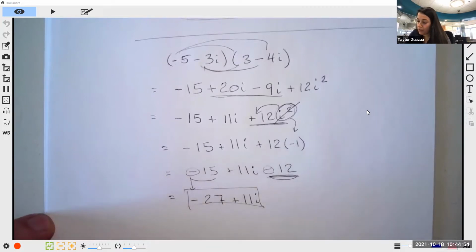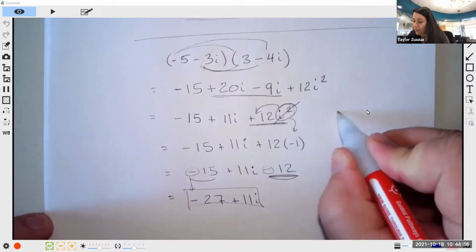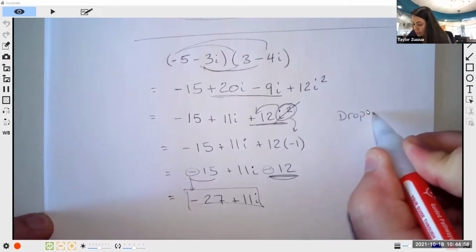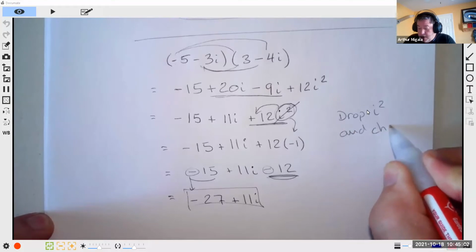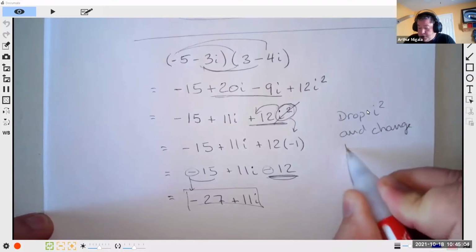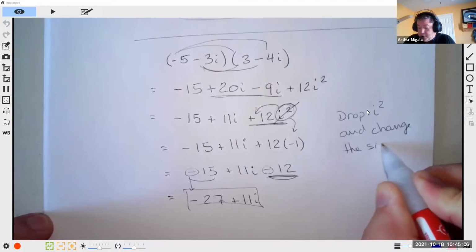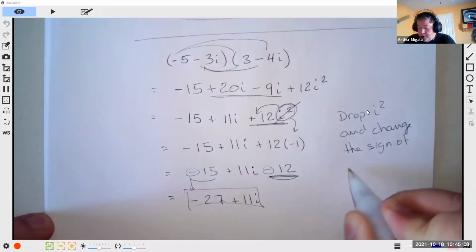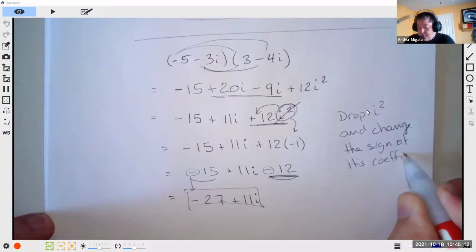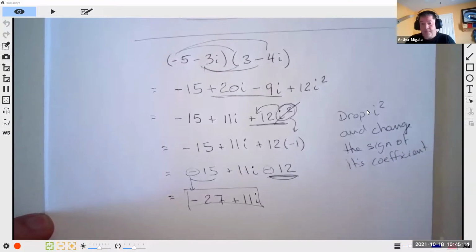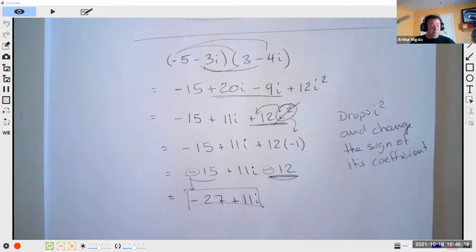So get rid of it. I'm going to put that on the side. Drop i squared, change the sign. Drop the i squared, change the sign of the coefficient.